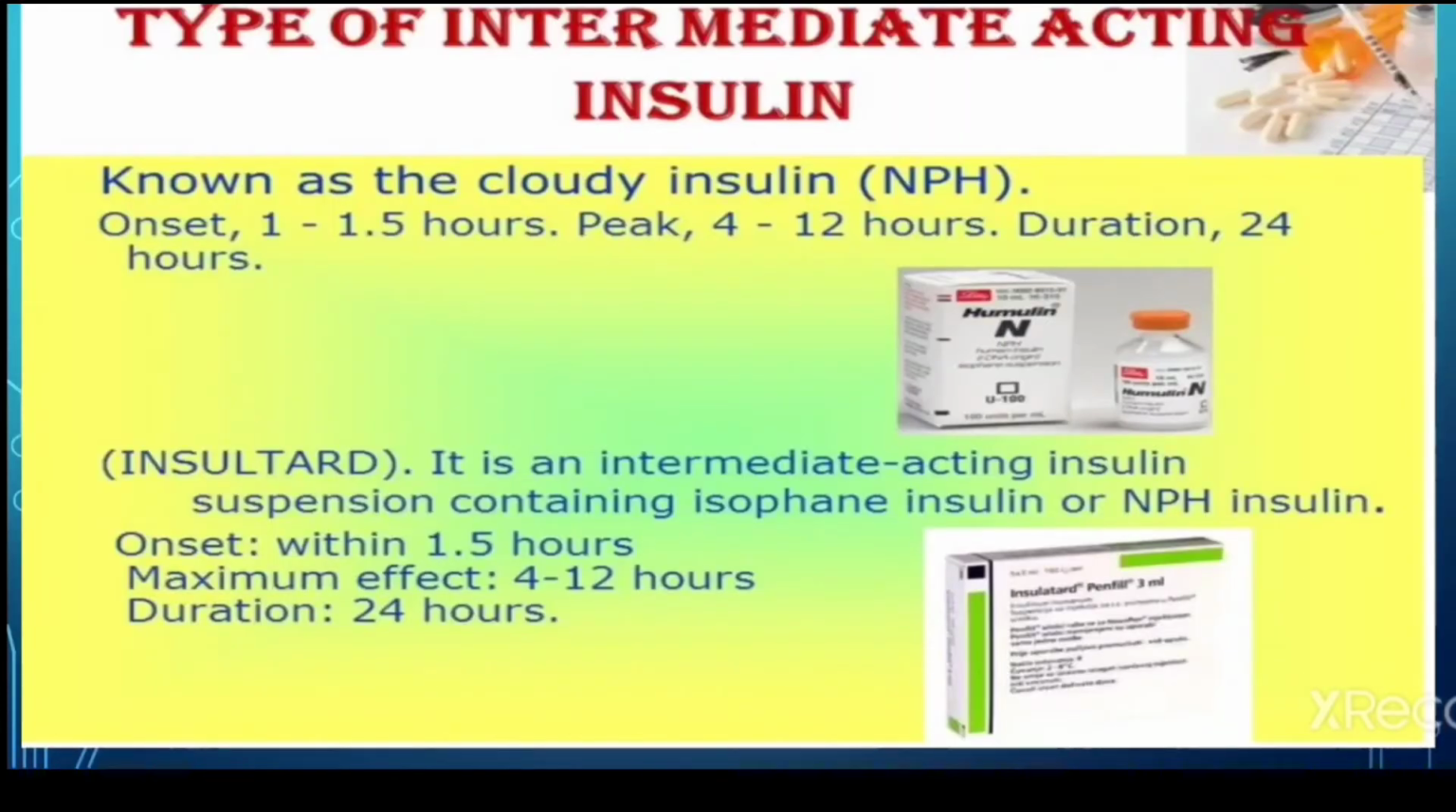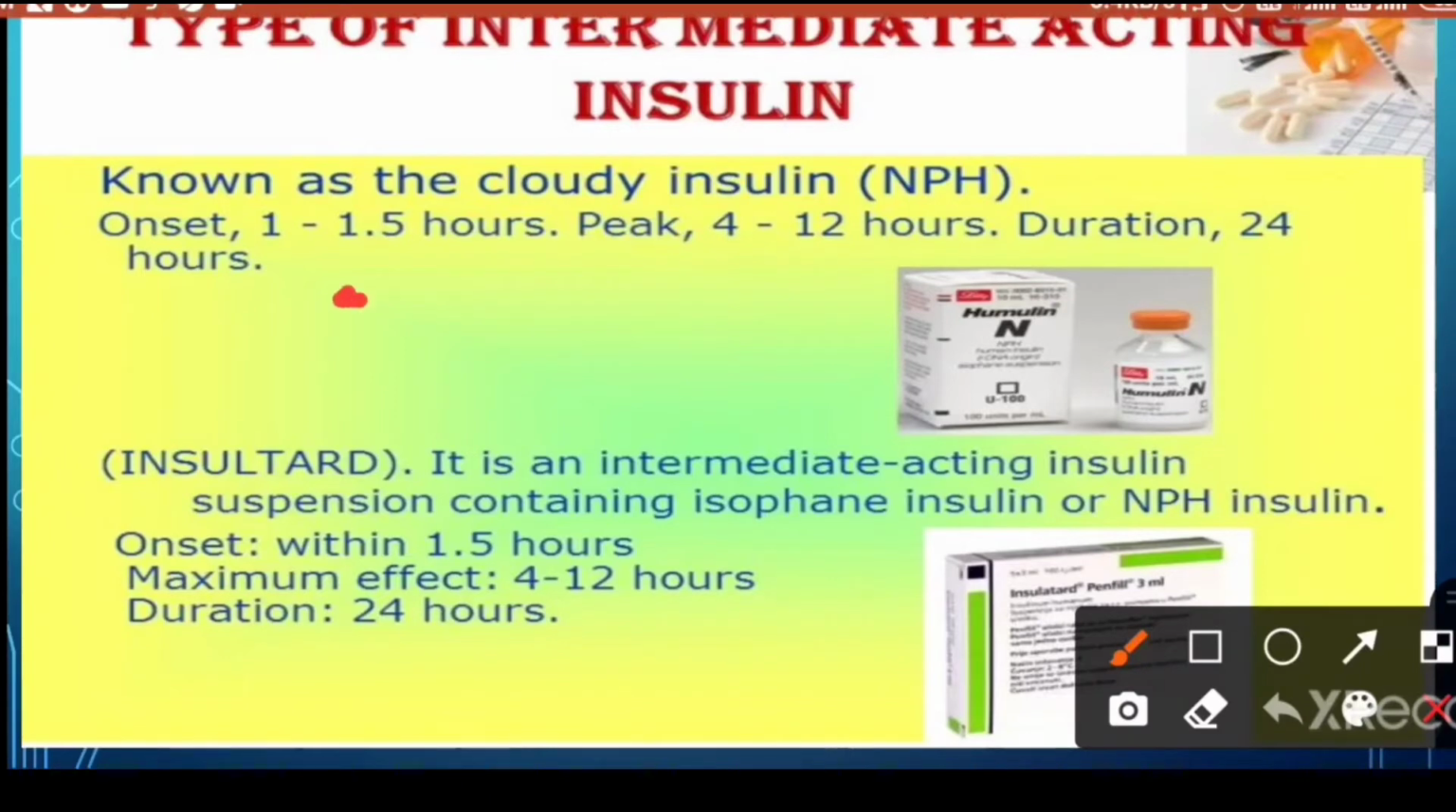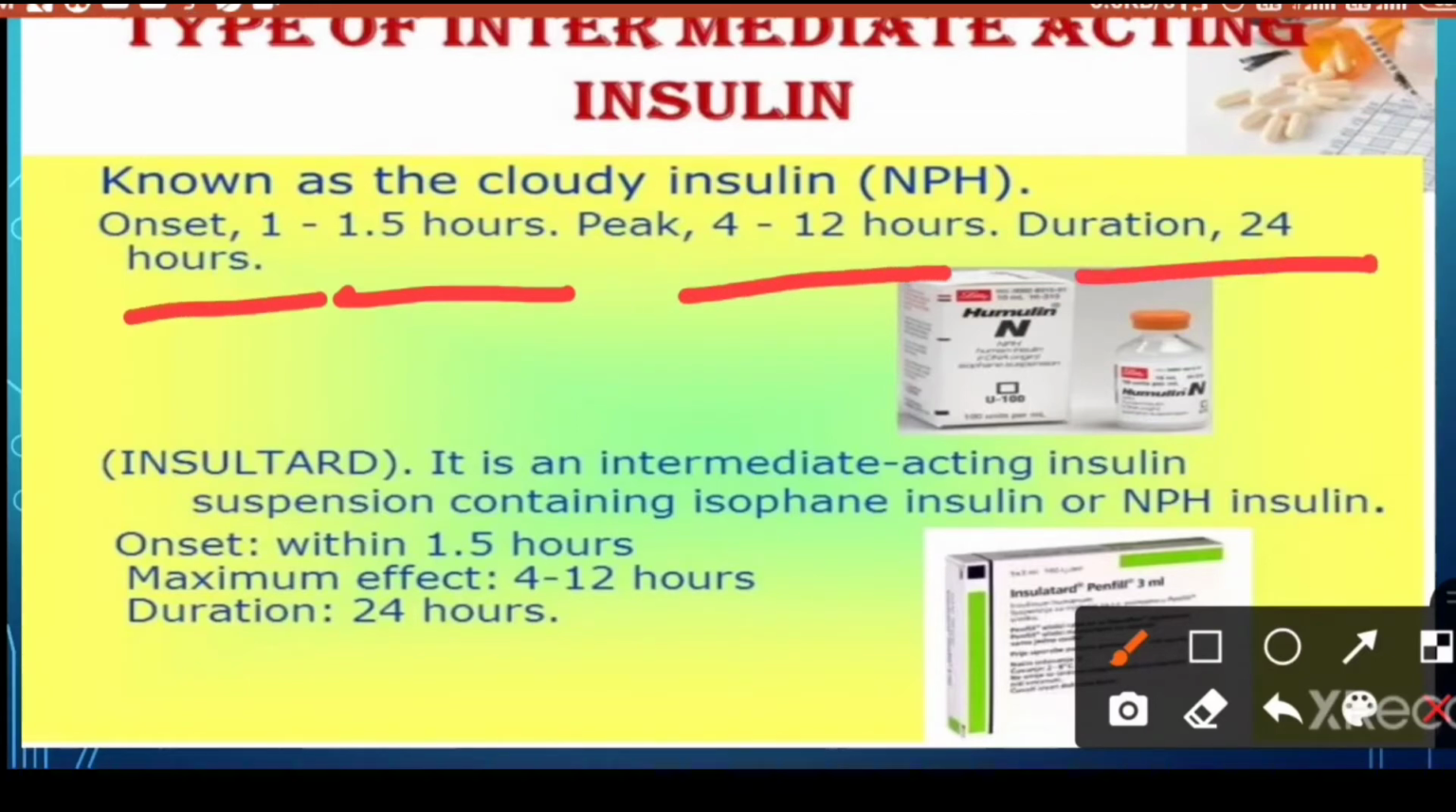The next type is intermediate acting insulin, known as the cloudy insulin or NPH. Its onset is 1 to 1.5 hours, peak 4 to 12 hours, and duration 24 hours.